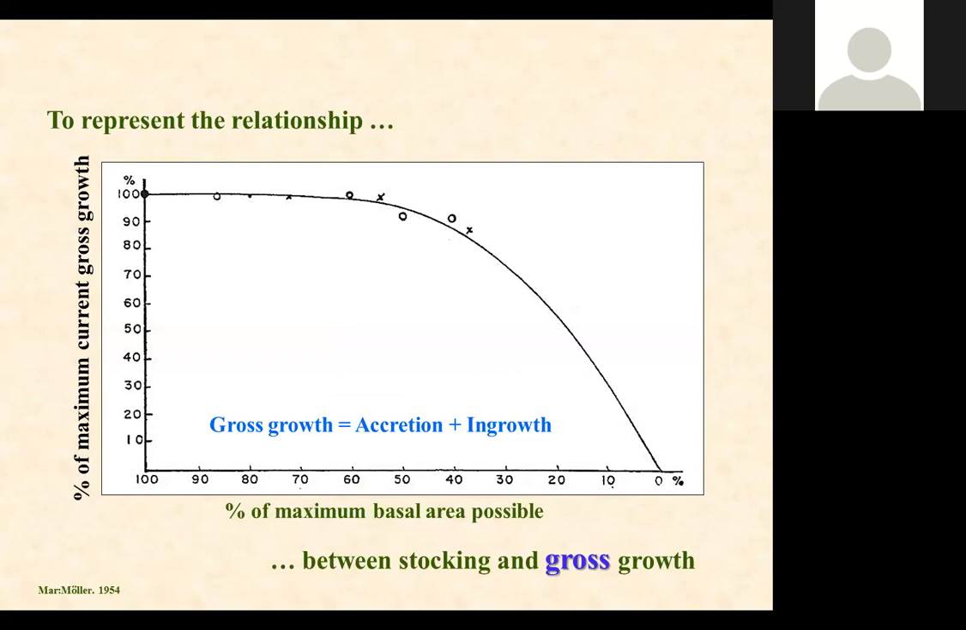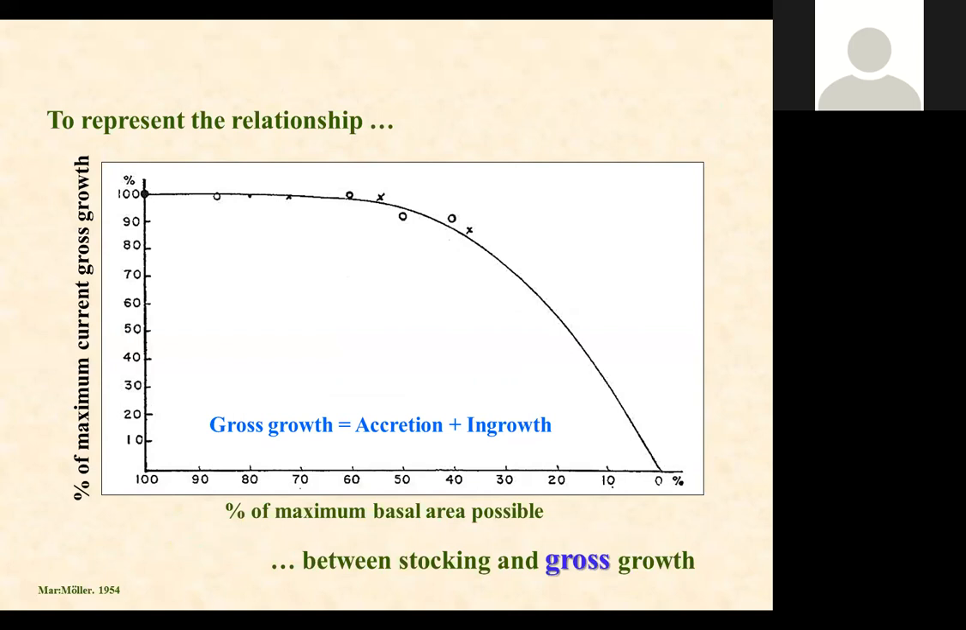And now, in this case, Möller is representing gross growth. So it's accretion plus ingrowth, and he did not account for mortality. Or at least what he did was to measure the dead trees at frequent intervals and add them back in. So he has gross growth.